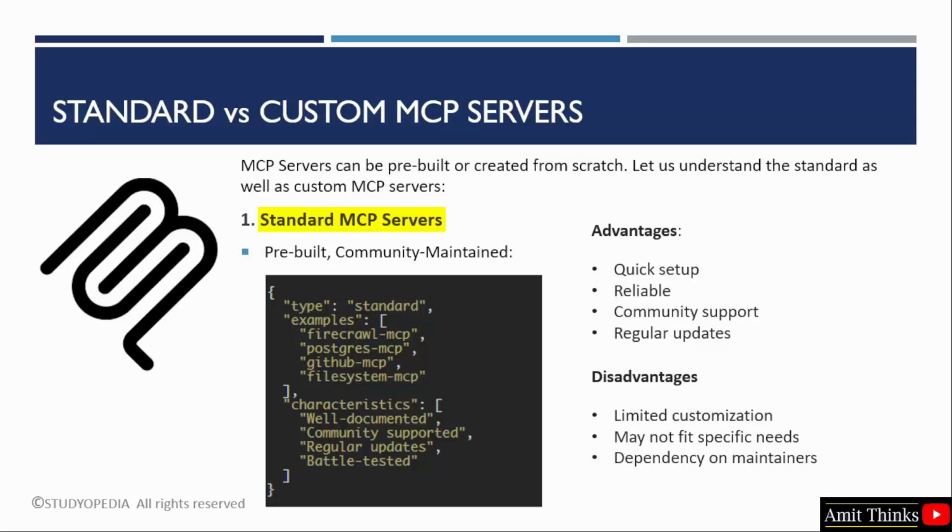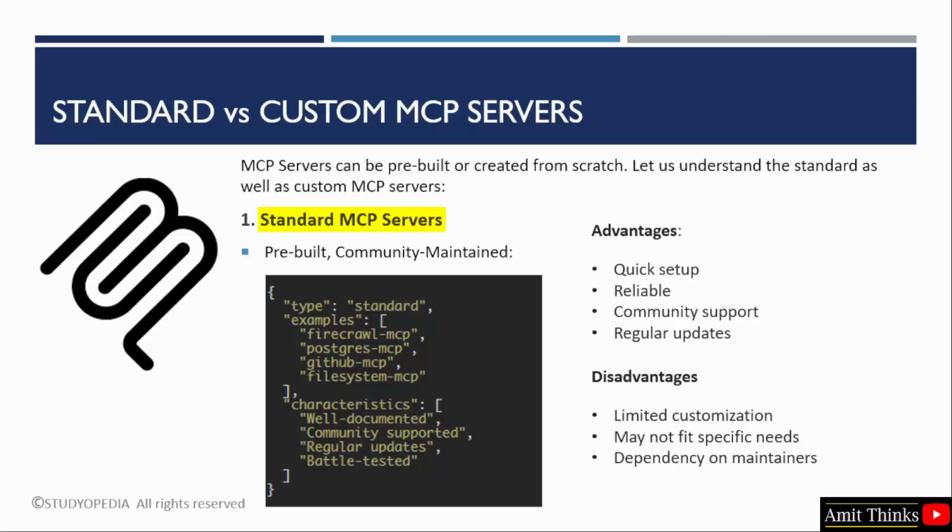Some examples of the standard MCP servers are Firecrawl MCP, Postgres MCP. As suggested before, we'll be using the Firecrawl MCP. Okay, it is well documented, tested, and it provides regular updates. So these were the advantages. The disadvantages include that it has limited customization because it is a standard MCP server. It may not fit your specific needs. That means if you need a specific integration or feature, maybe it won't have it because it is pre-built.